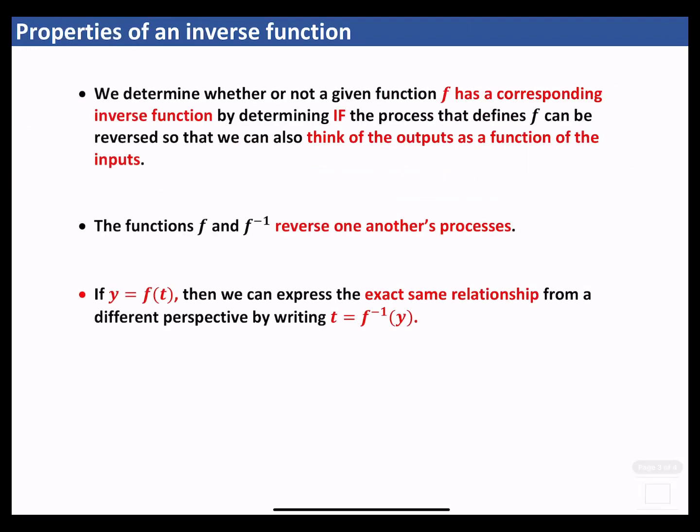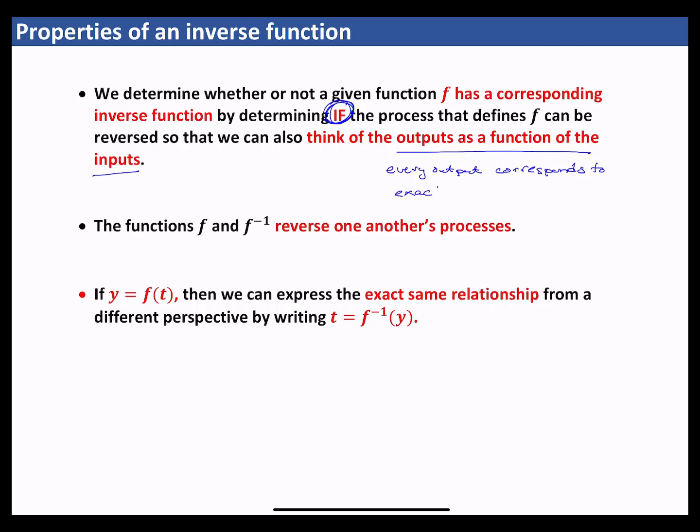We can determine whether or not a given function f has a corresponding inverse function by determining if the process that defines f can be reversed, so that we can also think of the outputs as a function of the inputs. So does every output correspond to exactly one input? If so, then we could have an inverse function.